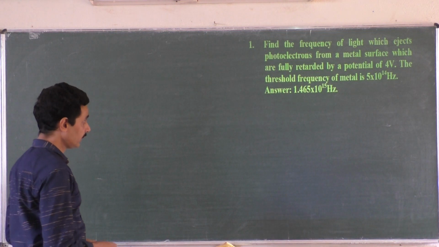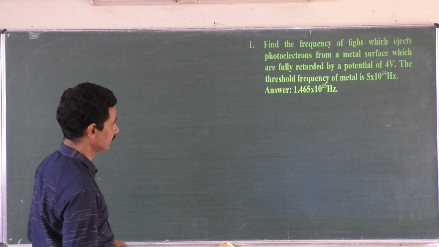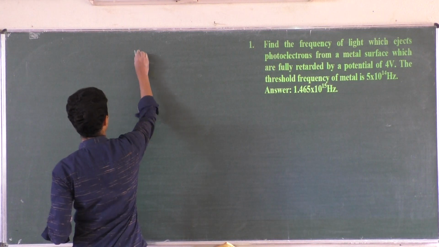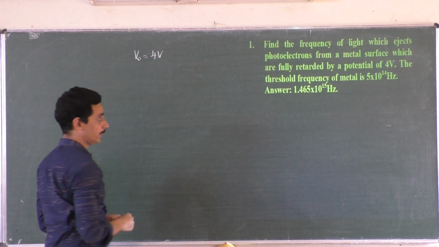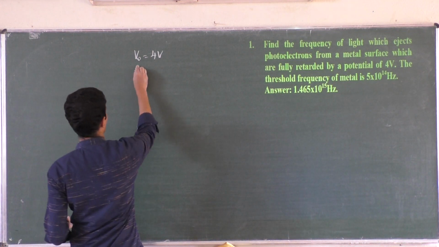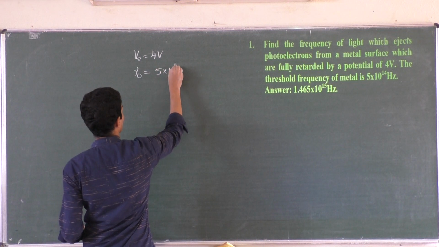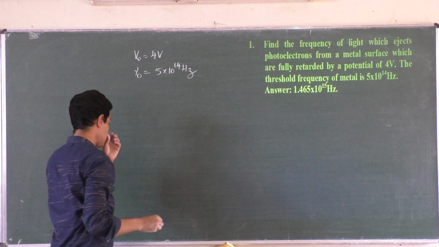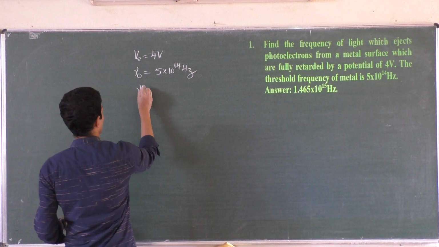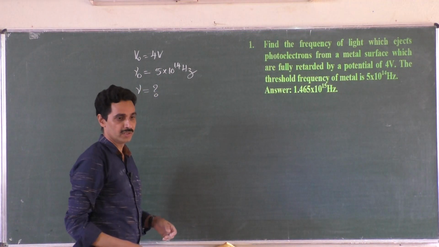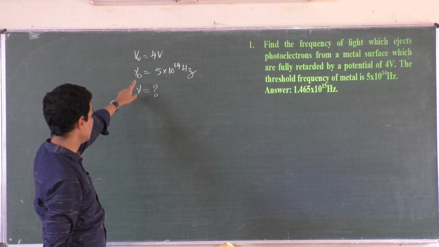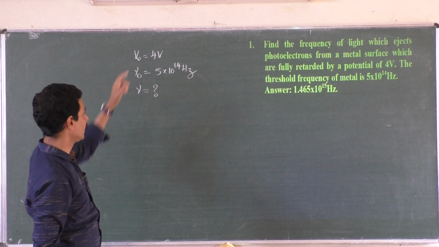So, here: find the frequency of light which ejects photoelectrons from a metal surface, which are fully retarded by a potential of 4 volts. So, the stopping potential is 4 volt. A stopping potential of 4 volt can stop all the photoelectrons. The threshold frequency of the metal, nu naught, is 5 into 10 to the power 14 hertz. That is the threshold frequency. We have to find the frequency of light which ejects photoelectrons. What is the incident frequency? Nu. Nu naught is the minimum frequency required. So, find the incident frequency, if the threshold frequency is this and the stopping potential is this.